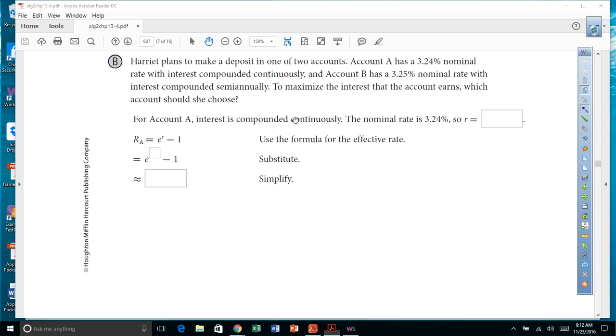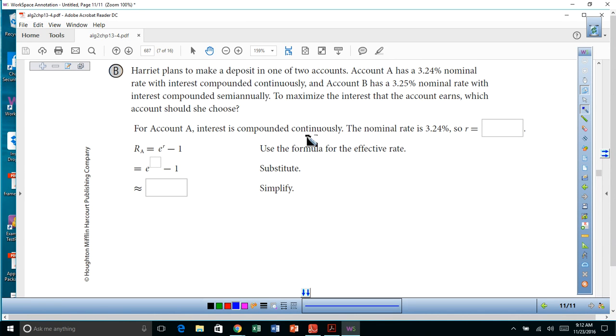Okay. For account A, interest is compounded continuously. The nominal rate is 3.24%, so that's going to be 0.0324. So the effective rate equals e to the r minus 1, it's going to be e to the 0.0324 minus 1, which is approximately 0.03293. Okay, when we simplify.